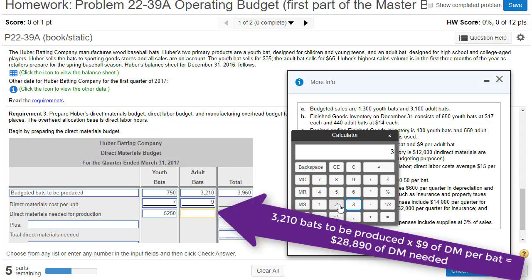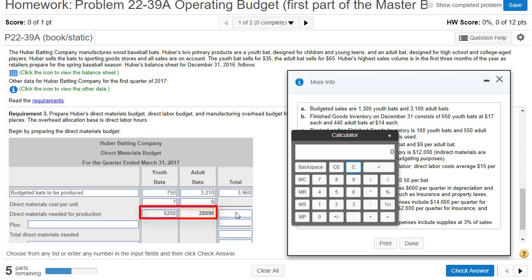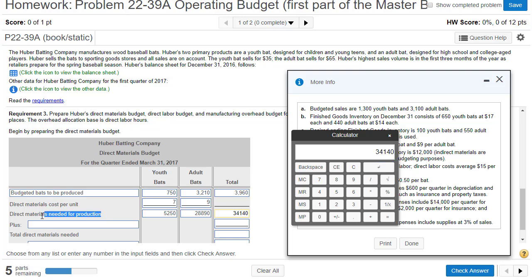Adult bats, we need 3,210 times $9 of direct materials, which gives us $28,890 of direct materials for the adult bats. Now we just need to add those two up, and that gives us our total direct materials needed for production. 28,890 plus 5,250 gives us $34,140. Again, that's direct materials that we need for production.